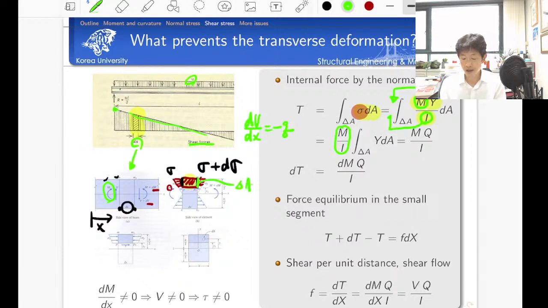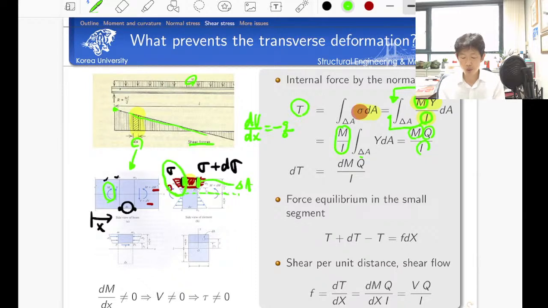This is delta A. And then by the definition, because nobody likes this kind of integration, I will replace this integration by using a variable Q. The variable Q is called the first moment. The first moment of this small cross section with respect to the neutral axis. Okay, this is the quantity Q. Then this is the definition of T. The internal force acting on this small segment can be calculated by the bending moment, and then first moment divided by second moment of inertia.